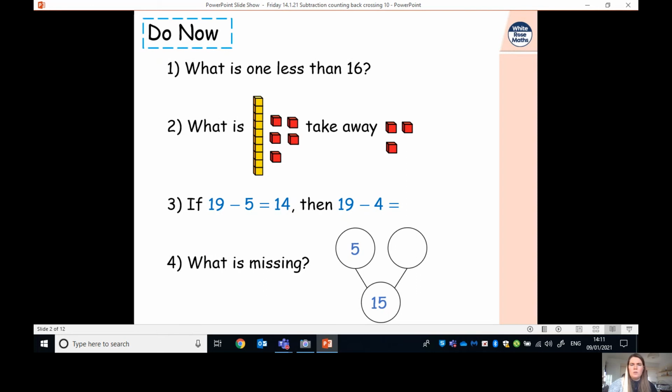Okay, I'm going to give you 3 minutes for this one. Put me on pause and have a go. Off you go. Great work. Let's see what you got.